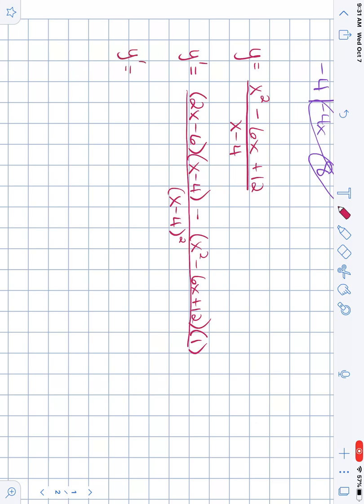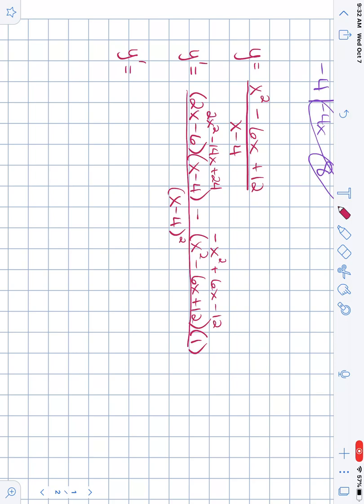Okay, so in the numerator, if I FOIL these first two, I get 2x squared minus 8 and minus 6x would be minus 14x. Negative 6 times negative 4 is 24. If I distribute the negative to the second set of parentheses, I end up with negative x squared plus 6x minus 12. And that's multiplied by 1, not changing anything.